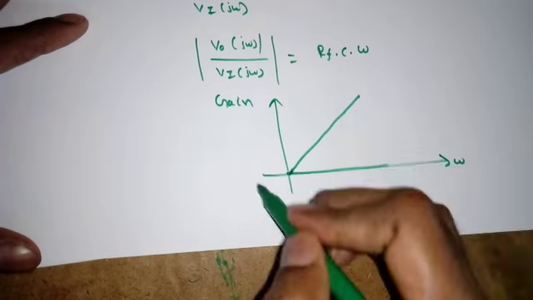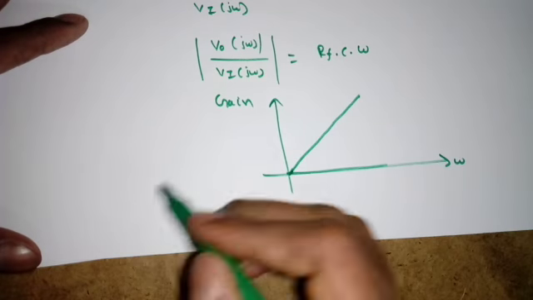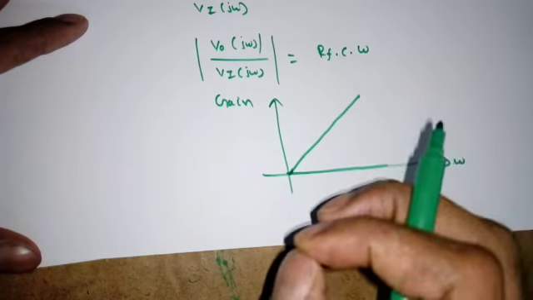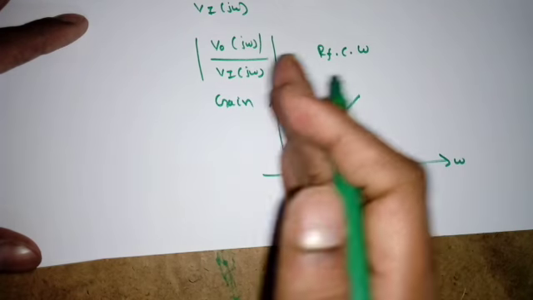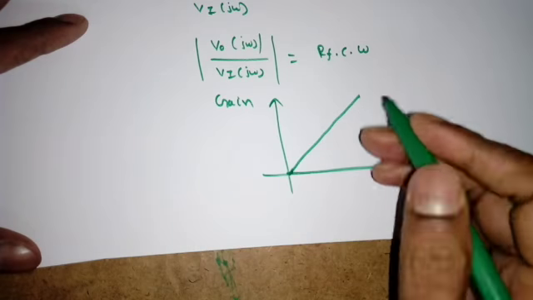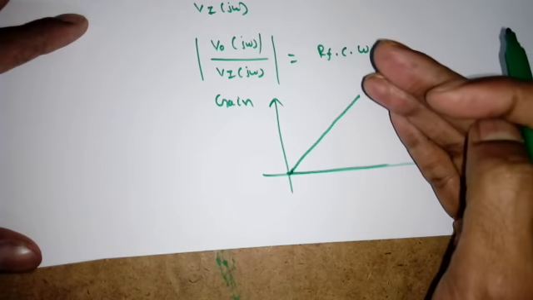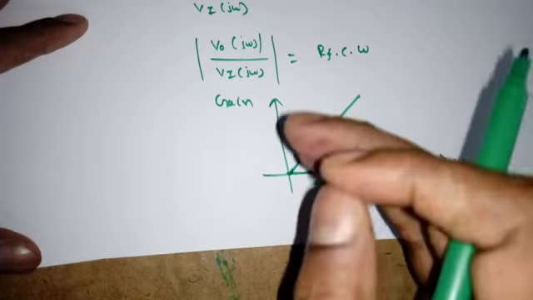But we cannot give any name for this frequency response. It looks like a high pass filter: it rejects low frequency signals, but allows high frequency signals with a high gain. But practically it is not possible for a high pass filter.